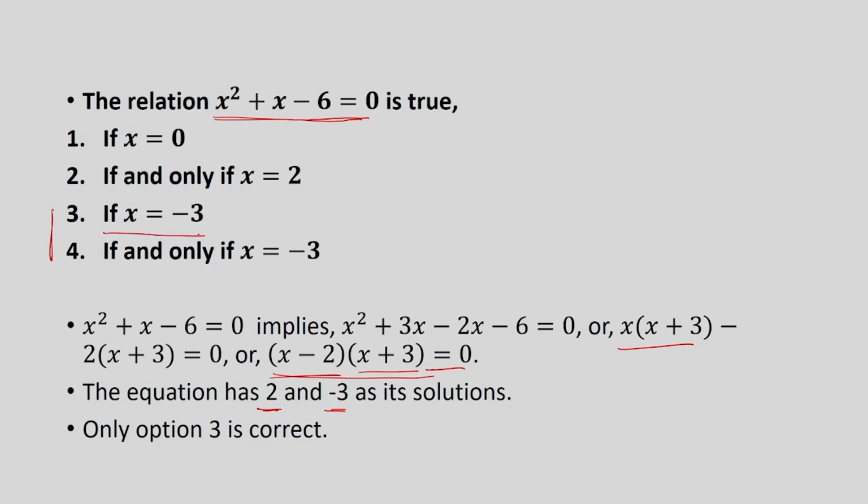The third option is correct. If x is equal to minus 3, then obviously we know minus 3 is the root of the quadratic equation. So, therefore, this is correct. And the problem with the fourth option is that yes, for x is equal to minus 3 the relation is correct, but it is wrong to say that it is correct only for x is equal to minus 3, right. So, therefore, only the third option is the correct option.